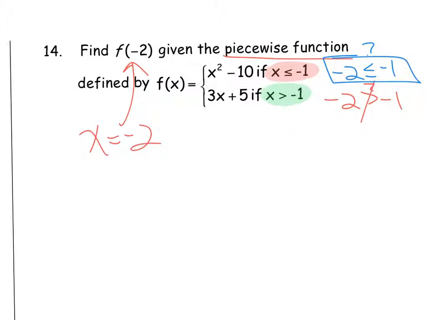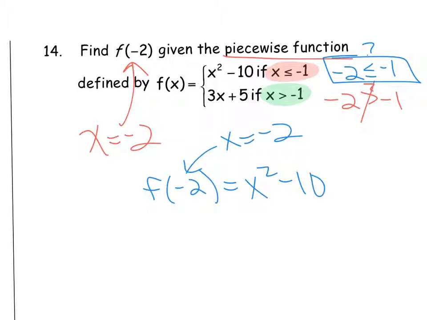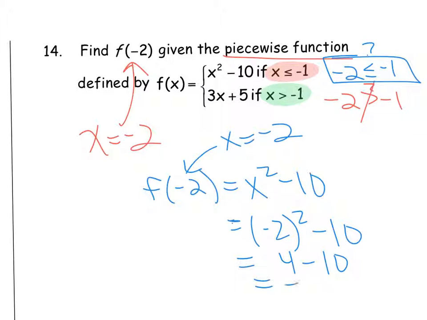I have f of -2 equals x squared minus 10, where x is -2. So I'm going to plug that right in. I have (-2) squared minus 10. I get 4 minus 10, which is -6, and we're done. That's all you have to do for this question. Don't make it more complicated.